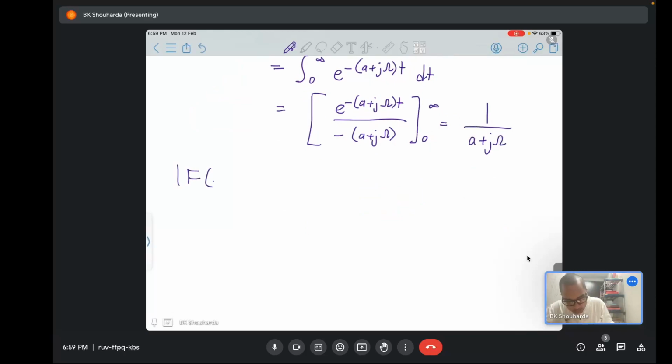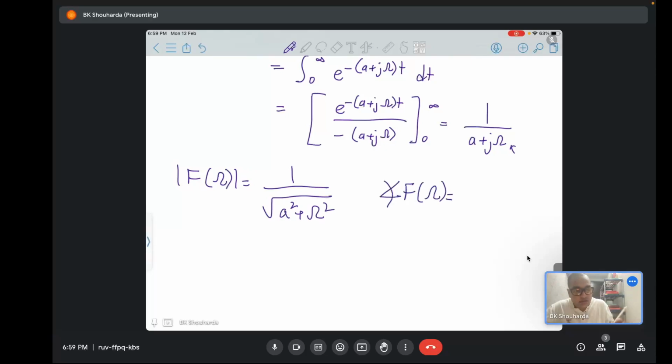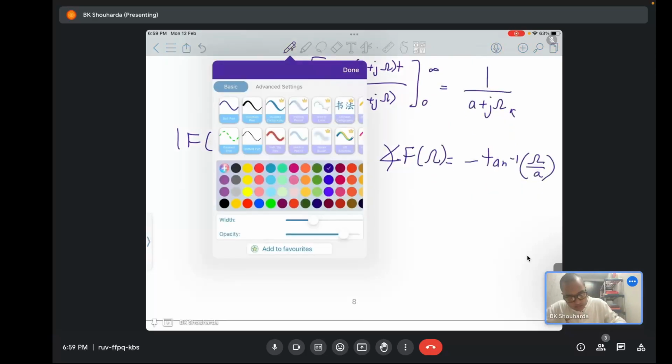Now again we need to look at magnitude. The magnitude is 1 upon square root of a square plus omega square. And the phase is 0 in the numerator. We subtract the denominator phase. What is the phase of the denominator? Minus tan inverse omega upon a. And how do they look like?